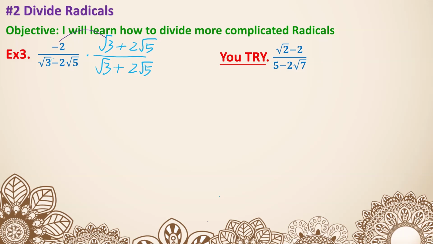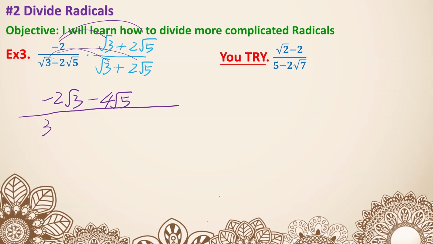Okay, let's multiply. -2 times square root of 3 is a -2 square root of 3. -2 times 2 square root of 5 is a minus 4 square root of 5. On the bottom, square root of 3 times square root of 3 is a 3. Square root of 3 times 2 square root of 5 is a positive 2 square root of 15. -2 square root of 5 times square root of 3 is a negative 2 square root of 15. And then we have the -2 times 2, which is a minus 4.